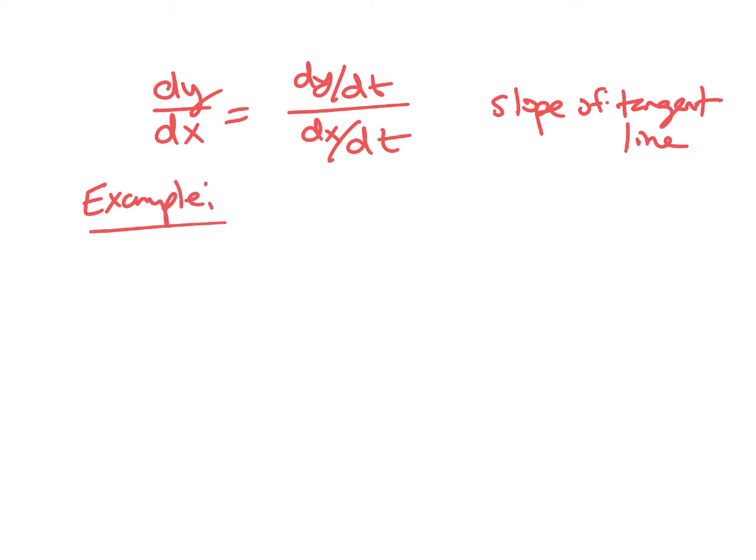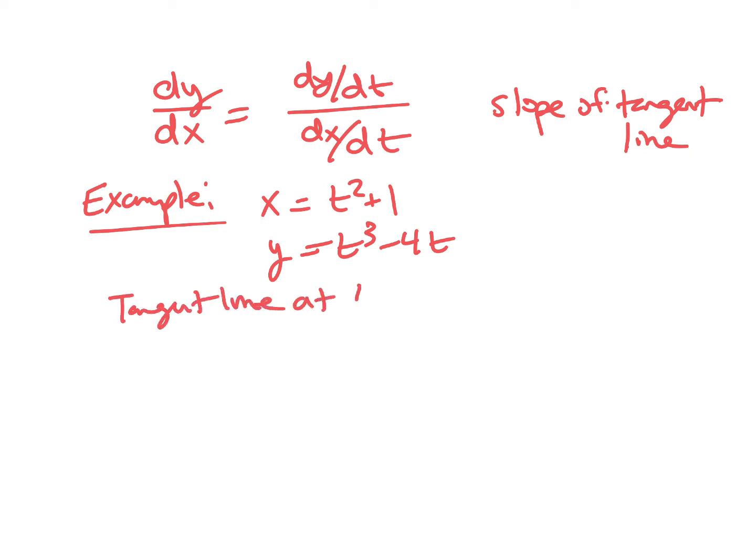We're going to do a couple of things here. We're going to use the functions we just saw. So let x be t squared plus 1, and let y be t cubed minus 4t. First, we're going to start with just a tangent line at some point. We'll say a tangent line at t equals 3.